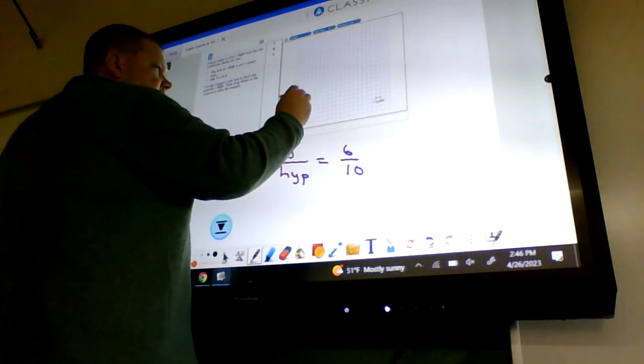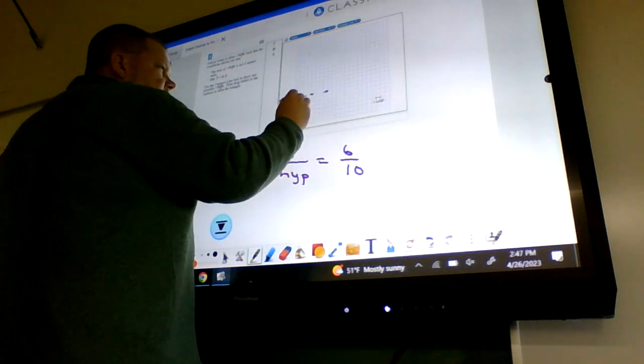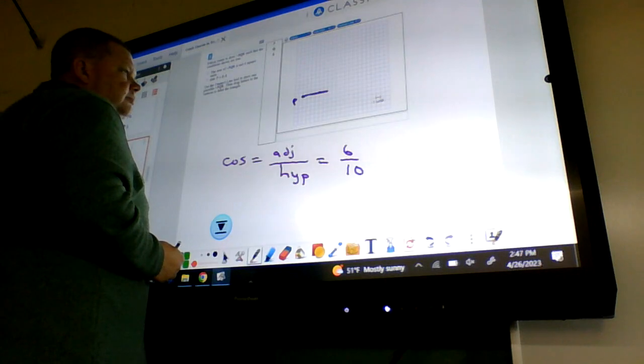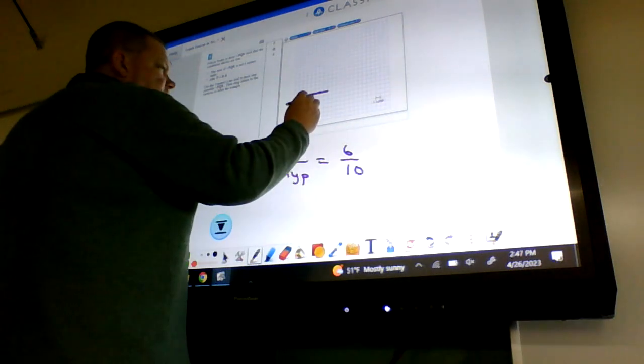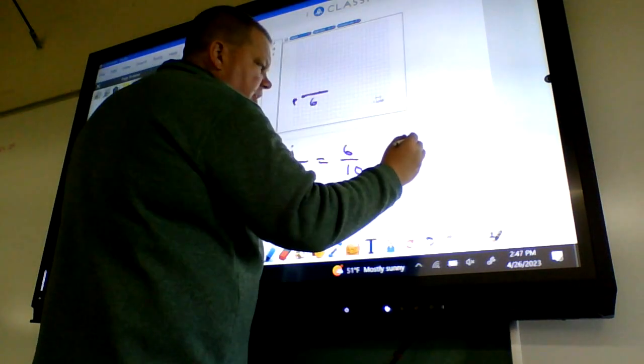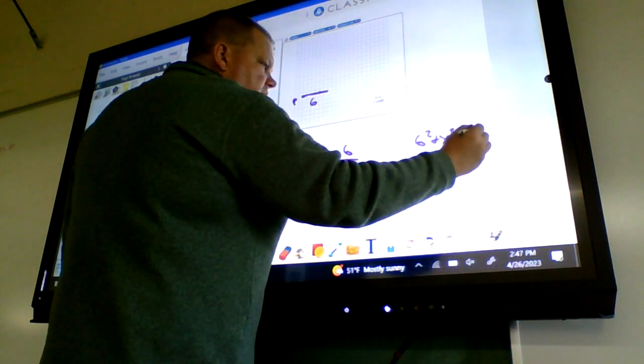Okay, so I'm going to go out 6 units. 1, 2, 3, 4, 5, 6. So this should be my triangle. Okay. So this is my adjacent. Now, I have to get my other side of my triangle to be 10. So 6 squared plus x squared will equal 10 squared.